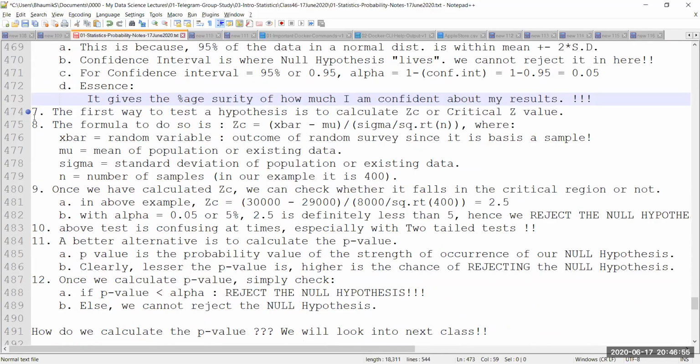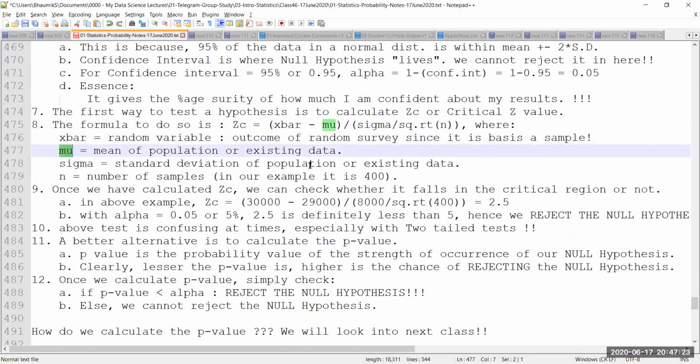Now, let's get into the practicality. The first way to test the hypothesis, we saw this. We are going to calculate ZC, or the critical value of Z. The formula to do ZC is what? X bar minus mu divided by sigma divided by square root of n, where X bar is the random variable. In this case, it was what? X bar is going to be, in my example, 30,000, because that's what I have sampled in West Bengal.